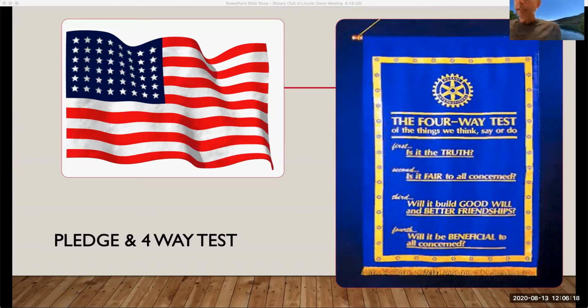John Quigley, would you mind lead us in the four-way test, please? You bet. The four-way test. Number 1. Is it the truth? Number 2. Is it fair to all concerned? Number 3. Will it build goodwill and better friendships? Number 4. Will it be beneficial to all concerned? And number 5. Will it be fun? Great. Thank you very much, John.